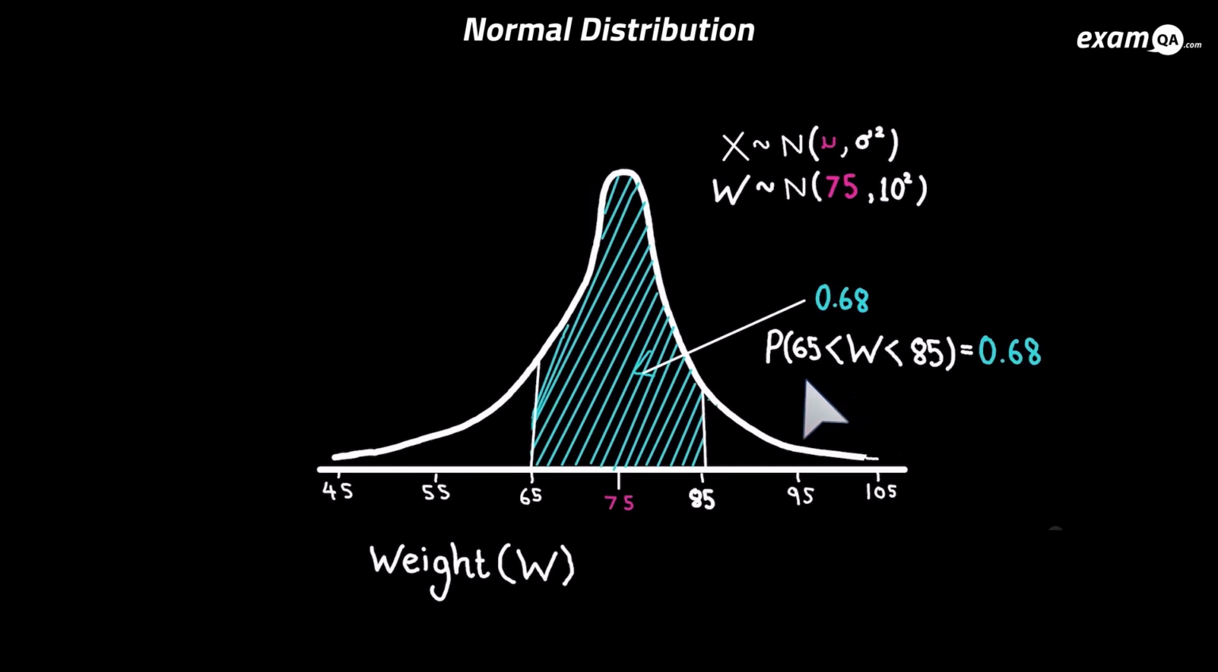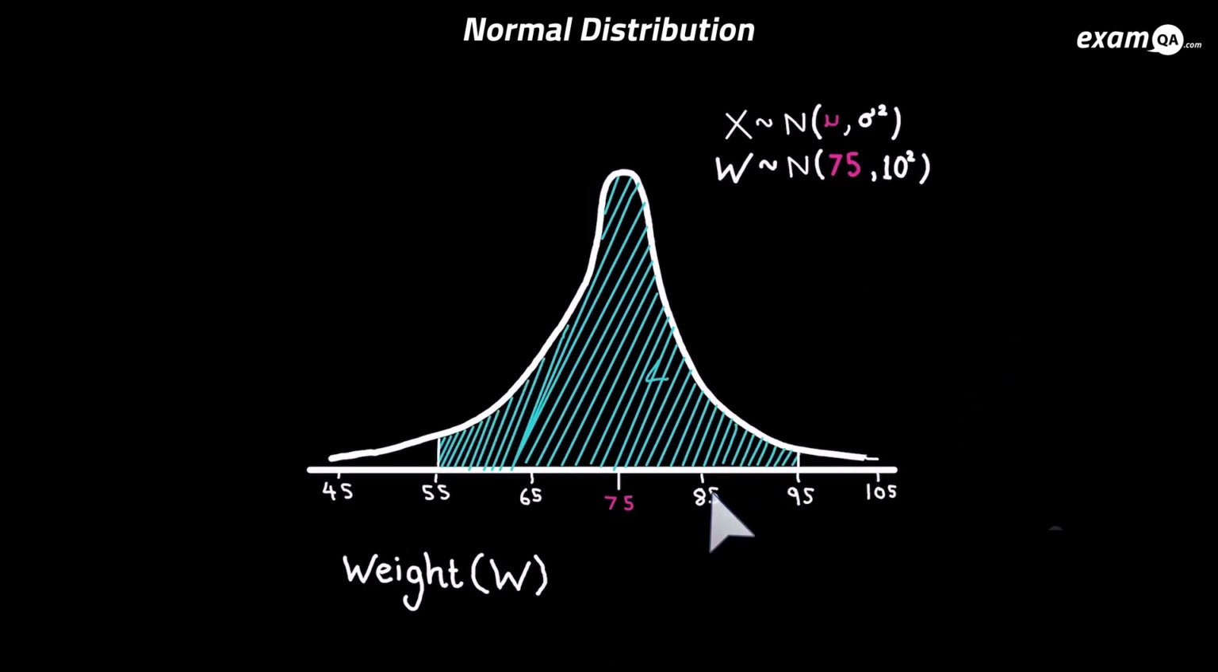It's saying the probability of being between 65 and 85 equals 0.68, because these values, 65 and 85, are one standard deviation below and one standard deviation above the mean. Now here we've gone 2 standard deviations above the mean and 2 standard deviations below the mean. Of course, 2 standard deviations is 20, one standard deviation being 10. So I've gone 20 above, all the way to 95, and 20 below, all the way to 55.